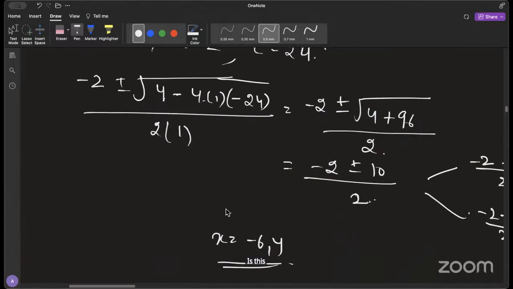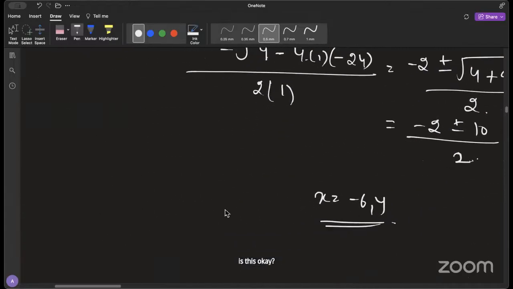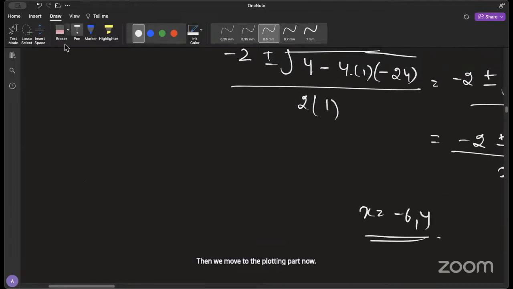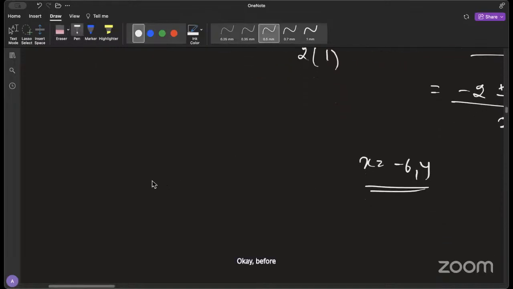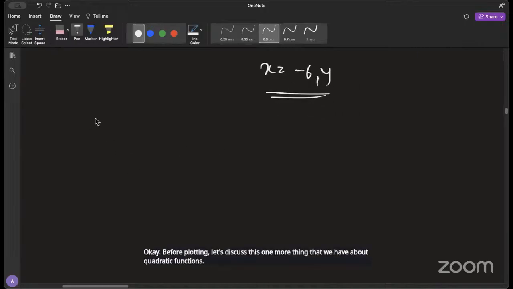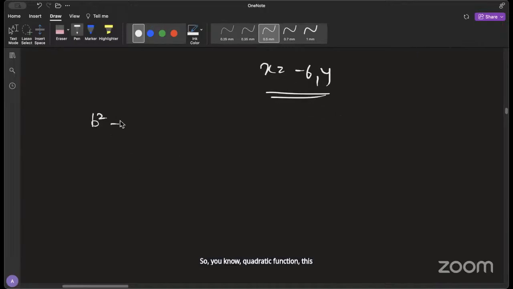Is this okay? Can we move to the plotting part now? Yes, ma'am. Okay. Before plotting, let's discuss one more thing that we have about quadratic functions. In your quadratic function, this thing, b square minus 4ac, is called the discriminant.